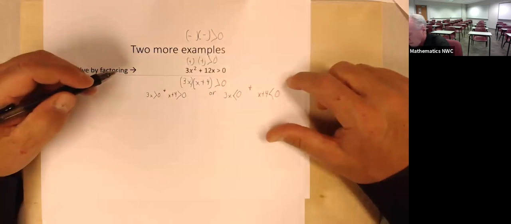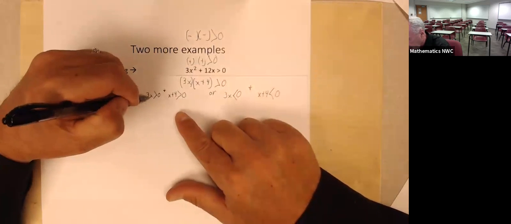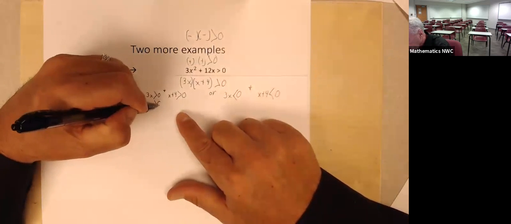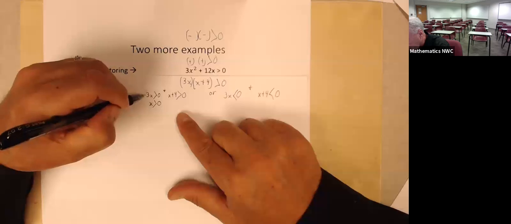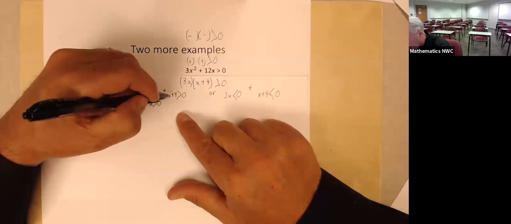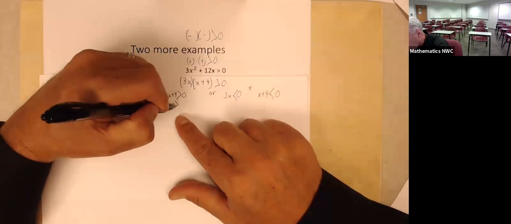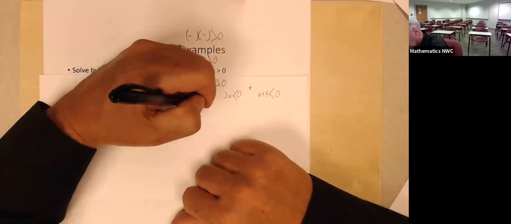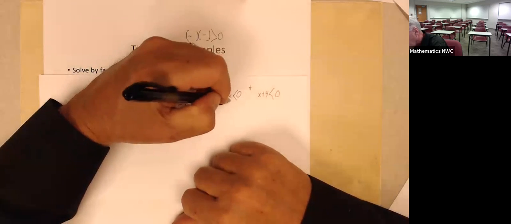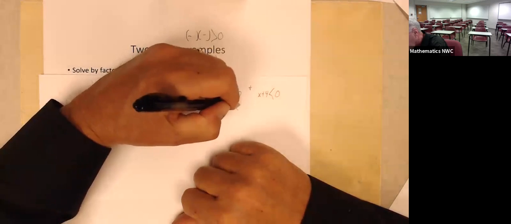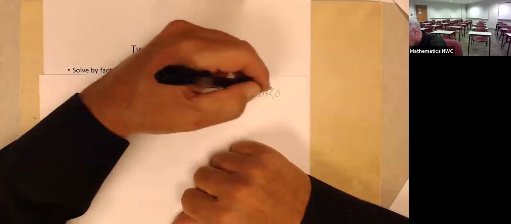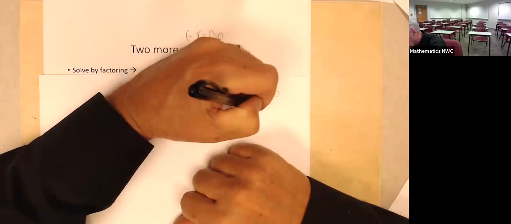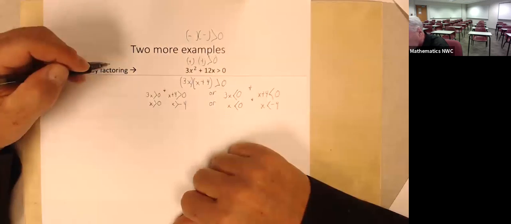Now I solve for x. I divide by 3 here. Notice that it still stays x greater than 0. I divide both sides by 3. Here, bring the 4 across, greater than -4. Or divide by 3 again. I divide both sides by 3. I get 0 on that side. And at the same time, x is less than -4.